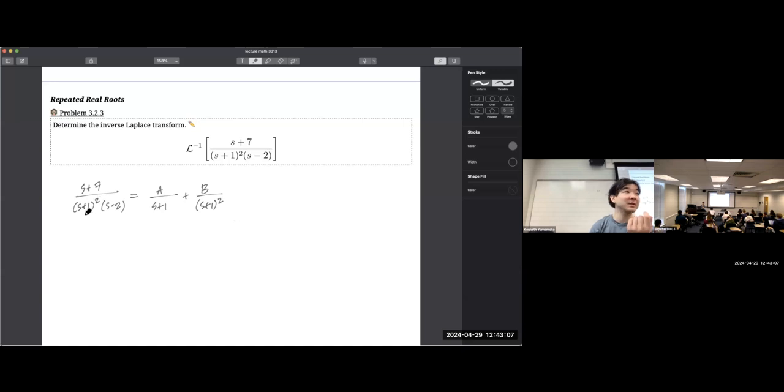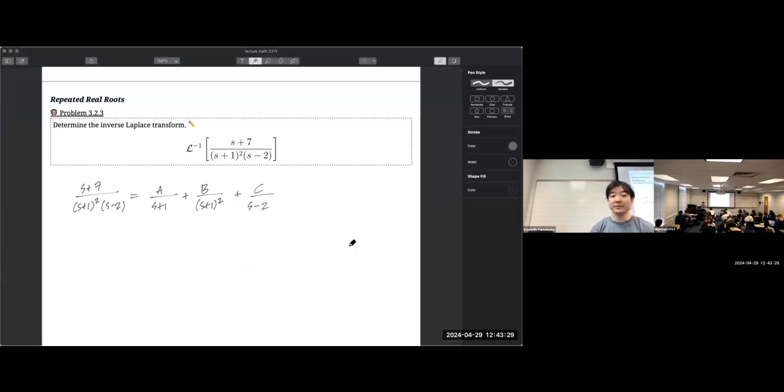Like when you have s plus 1 squared, the decomposition is one of them is a over s plus 1, and the other one is going to be b over s plus 1 squared. And this one, even though this is quadratic on the bottom, it's not written as a linear on the top. It's just a b. And then the last one is the classic c over s minus 2.